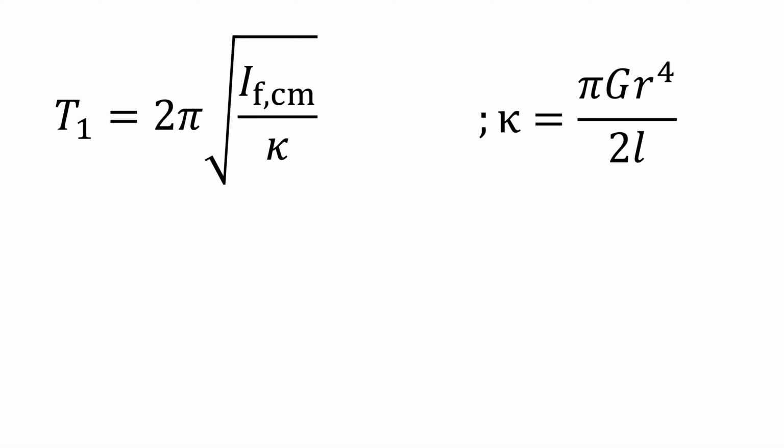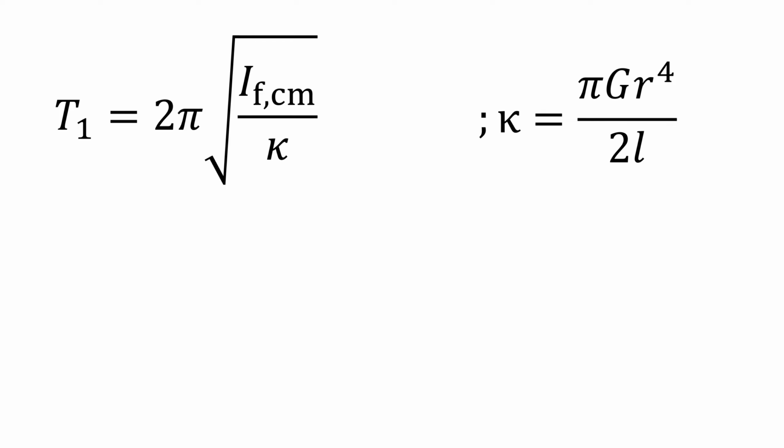The torsional constant, kappa, is a property of the wire, and in our case, its value is given by the following relation, where three properties of the wire appear. G is the shear modulus, R is the radius of the wire's cross-section, and L is the length of the wire.